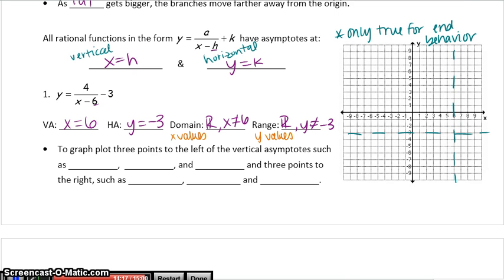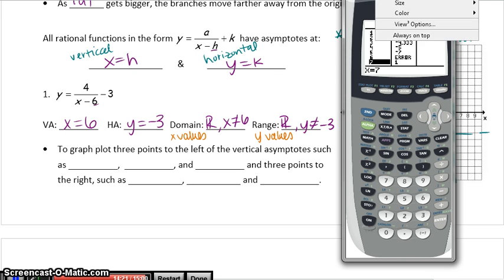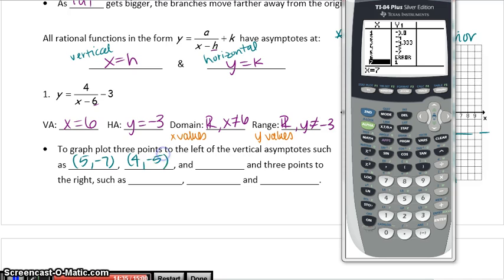So for our 3 points, we could have our (5, -7), our (4, -5), and (3, -4.3). Now we don't have to add in a lot of decimal points because we're not going to be that accurate on our graph anyways.